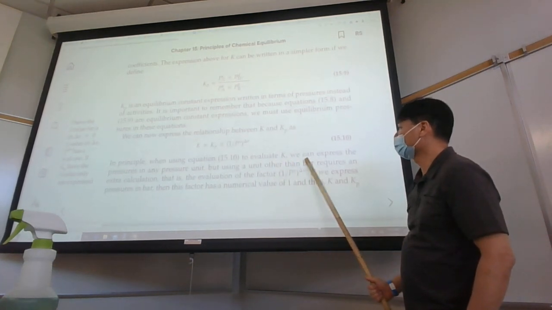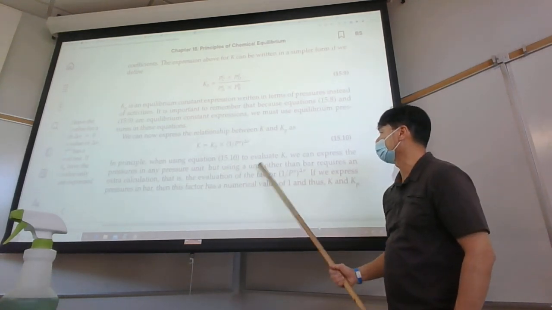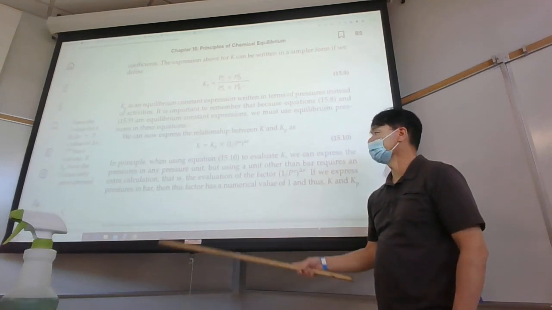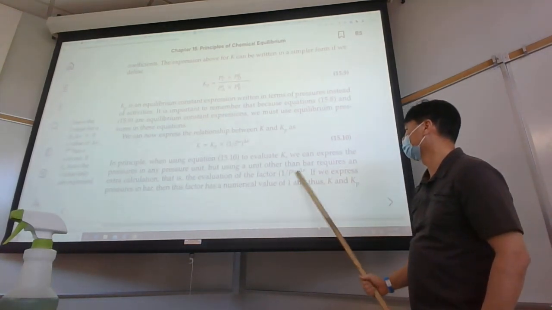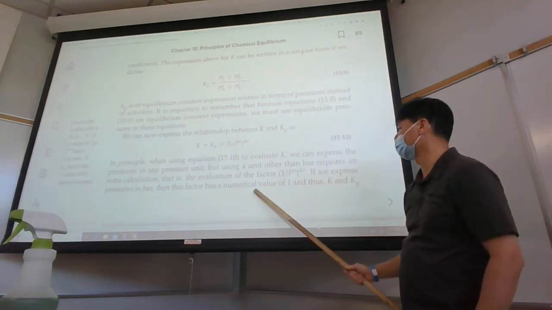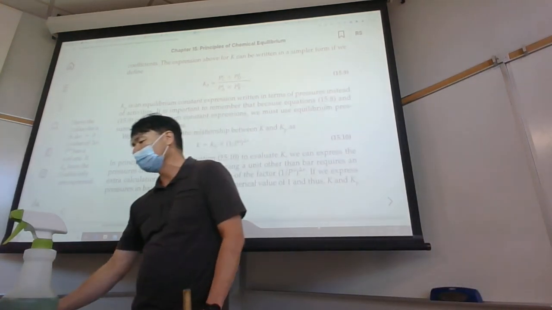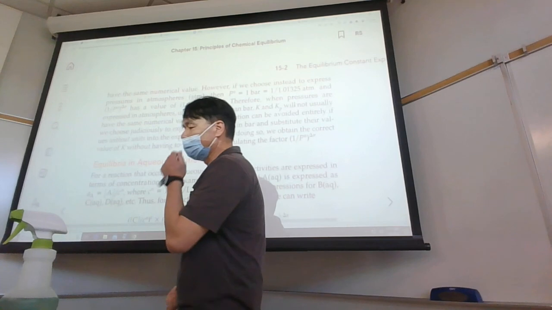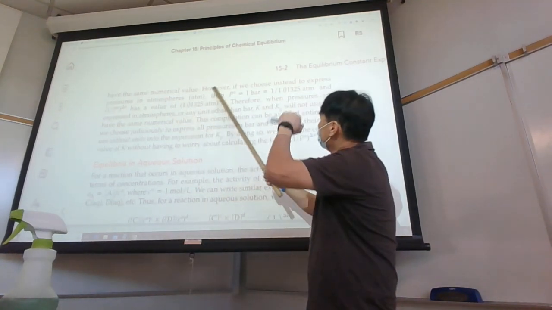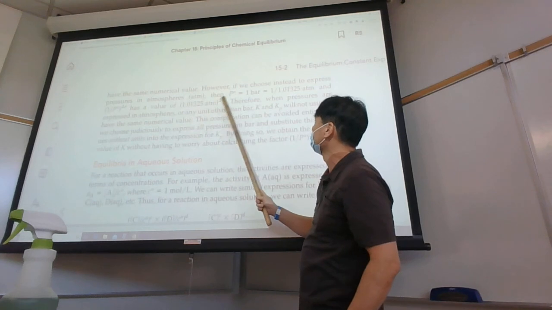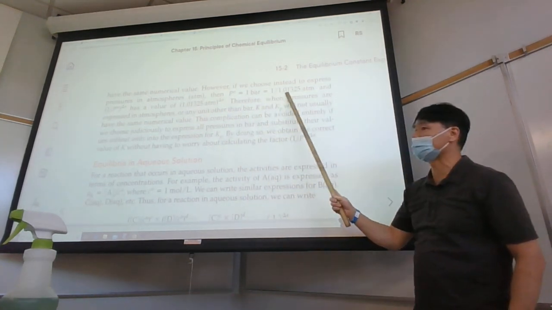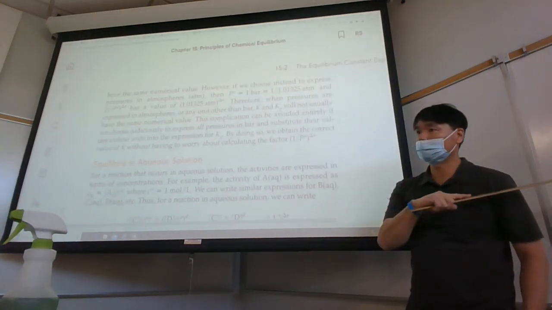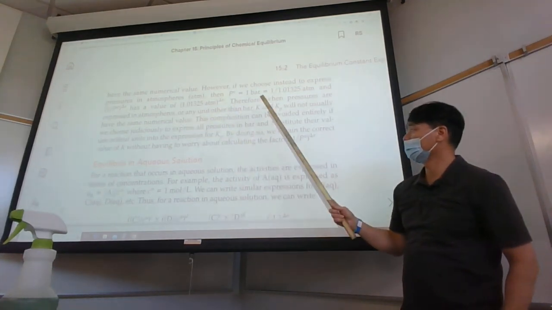To evaluate K, we can express the pressures in any pressure unit, but using a unit other than bar requires an extra calculation. So bar is the standard, right? If we express pressures in bar, then this factor has a numerical value of 1. So the bar makes the activity and the pressures a little easier to deal with, so that makes sense why they're using bar. However, if we choose instead to express pressures in atmospheres, we need to use this 101.325 conversion here. So this is correct here because it's in bar.